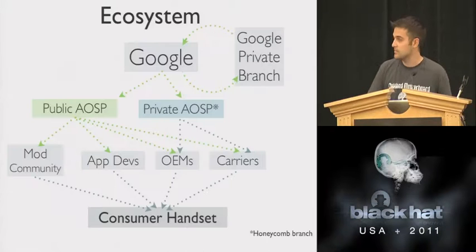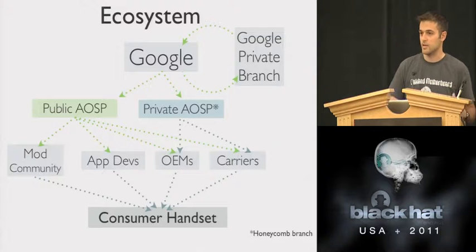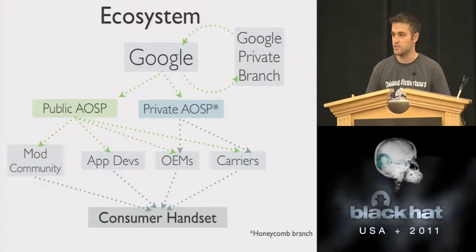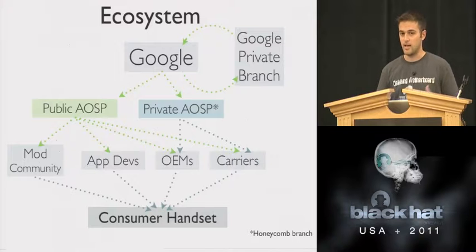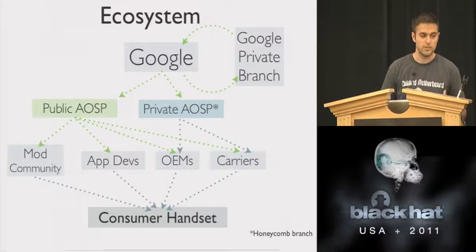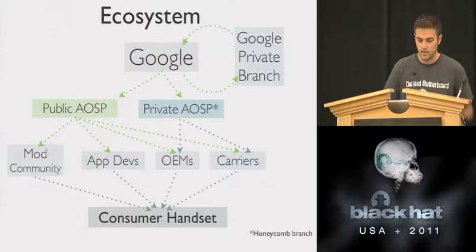Moving on to the ecosystem, as we can see, it's kind of complicated. We have Google, and they're working on their private branches. This is where they keep their branches. Currently, Ice Cream Sandwich is in their private branch. Nobody else has access to it. They're submitting new features into that, and they're working on it behind closed doors, essentially.